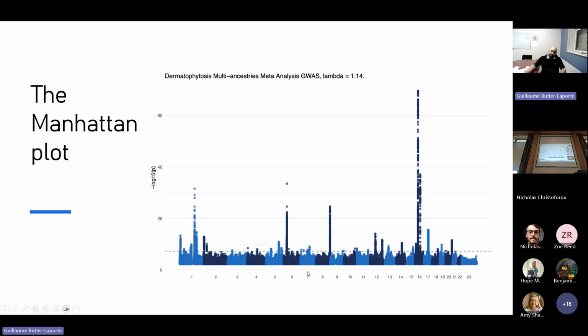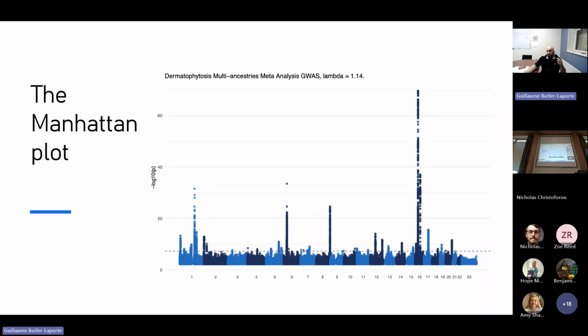And they're spread out across the chromosomes, of course, 1 to 23. And then the idea here is that the y-axis represents the p-value. So the higher the point, the smaller the p-value. So to give you an idea, the line written 60 there, this variant would have a p-value of its association with the trait of 10 to the minus 60.